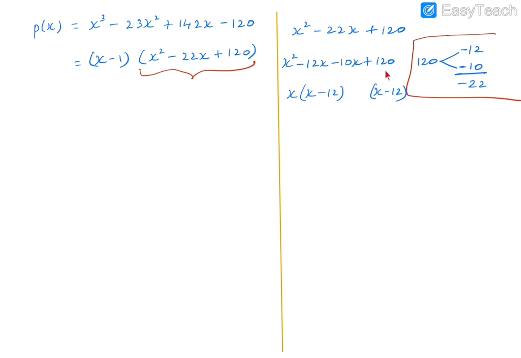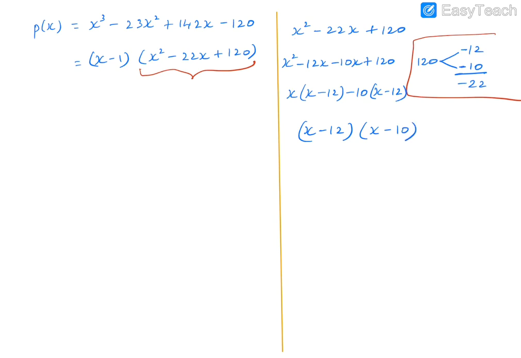So with what number, if we multiply x minus 12, we will get the second half of this polynomial? That is clearly minus 10. So minus 10 into x is minus 10x, and minus 10 into minus 12 will give us plus 120. So now we can take the x minus 12 as a common factor, so that will give us x minus 12 into x minus 10.